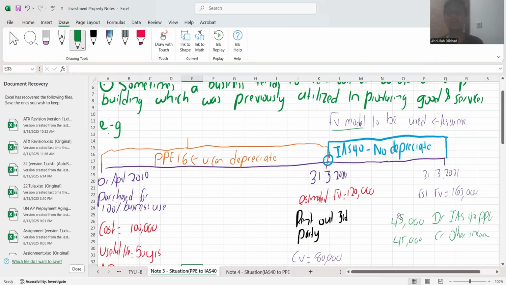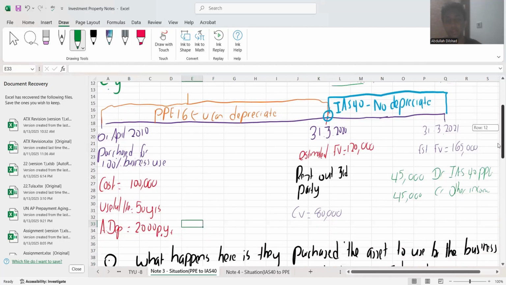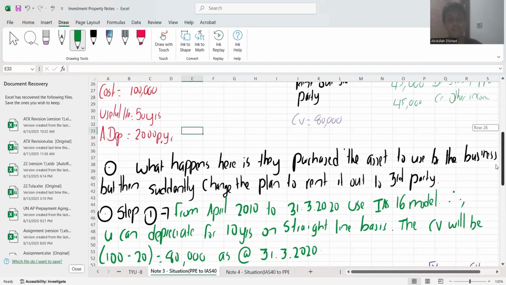The reason is that we are using the fair value model. At fair value, each and every reporting period, we will measure the fair value. Any difference, whether a gain or a loss, will be transferred to your P&L. It will not be transferred to your other comprehensive income. So let's see what I have written.